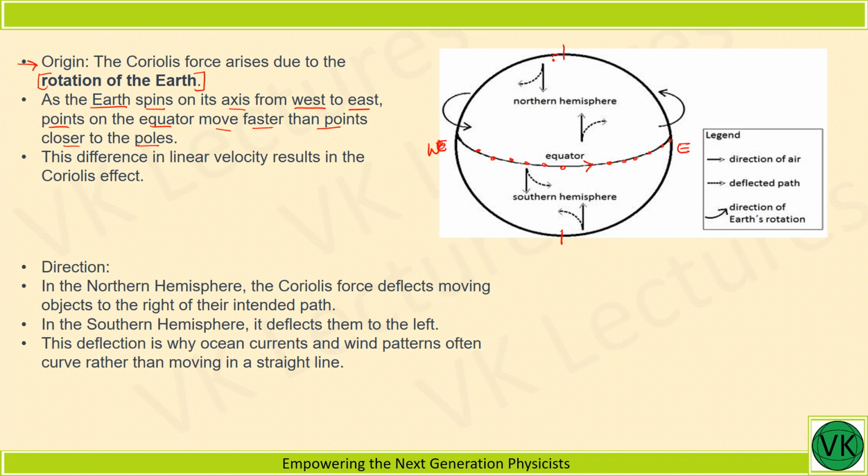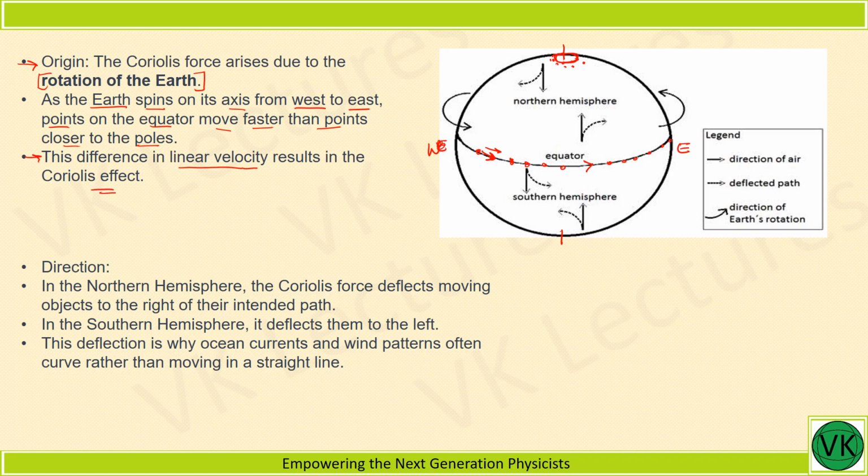For example, if there are 3 points here on this circle, these points will move very slowly compared to these points. Similarly, the particles on these points move faster than the particles at these places. So this is the reason why there is an existence of Coriolis force, and this difference in linear velocity along this direction results in the Coriolis effect.